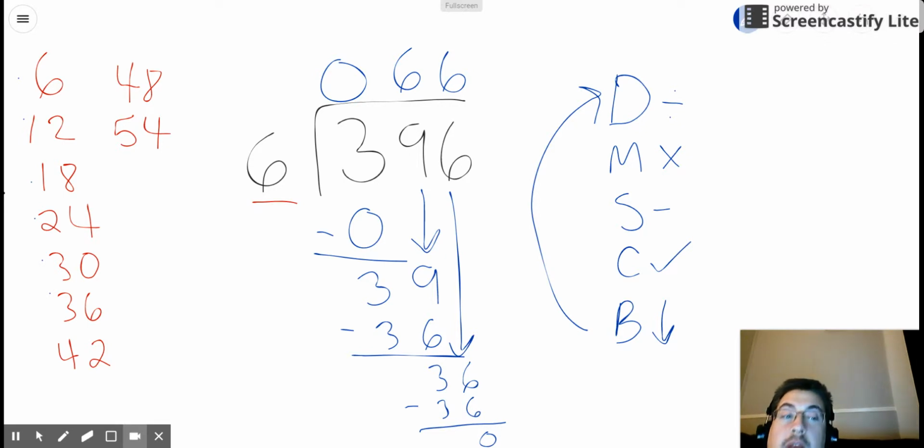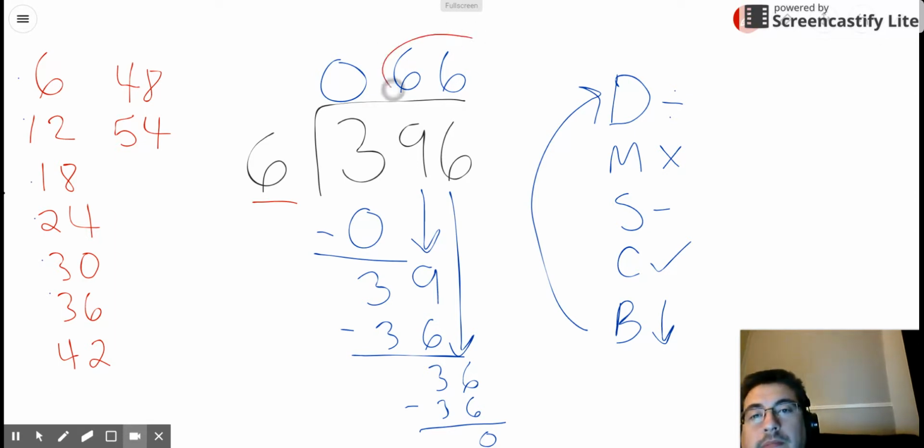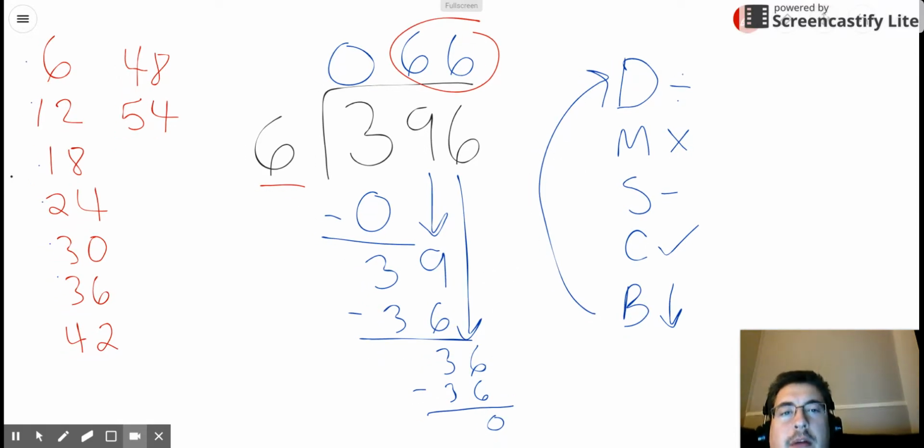So I'm going to check. Do I have any numbers that I need to bring down from my dividend? No, I do not. And so my answer is 66. My quotient is 66. Another way we know we're done is my remainder is 0, and my remainder is less than my divisor of 6. So the answer, or the quotient, is just 66.